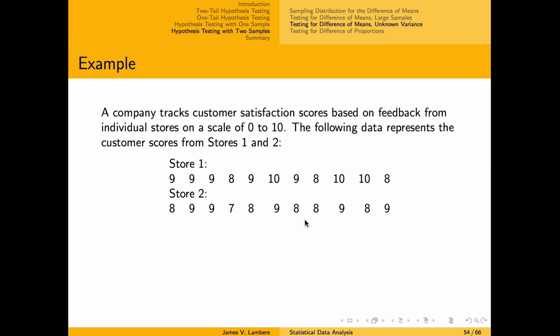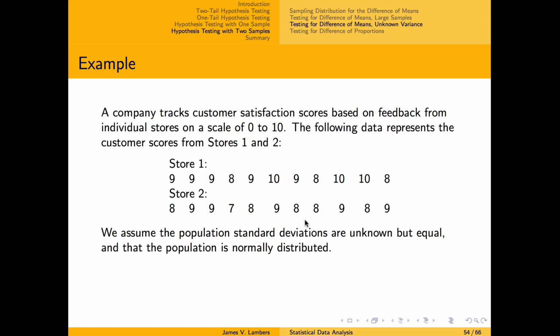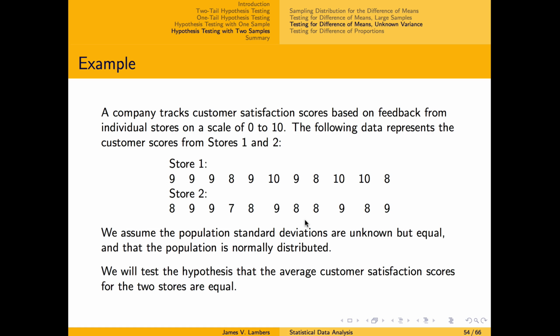As an example, we will compare customer satisfaction scores for two stores in the same chain. The samples are small, so we must assume that the populations of scores are normally distributed. We do not know the standard deviations, but we will assume that they are equal. Our hypothesis test will determine whether these scores are statistically equal.